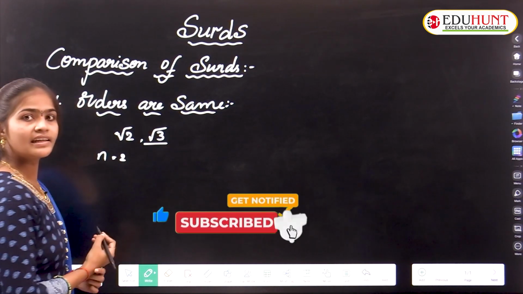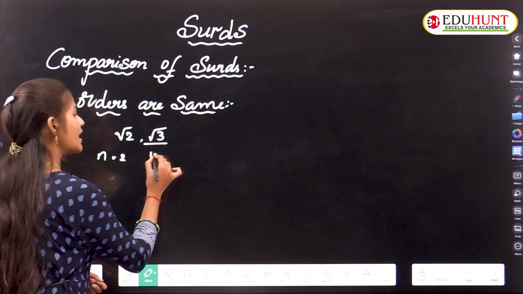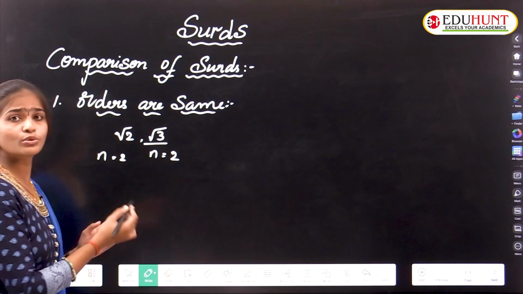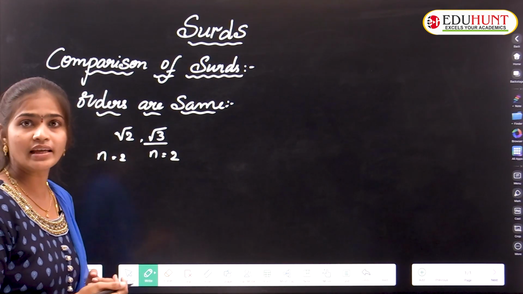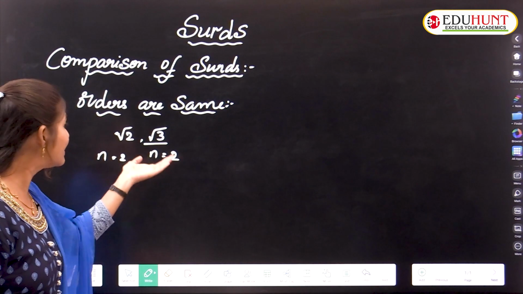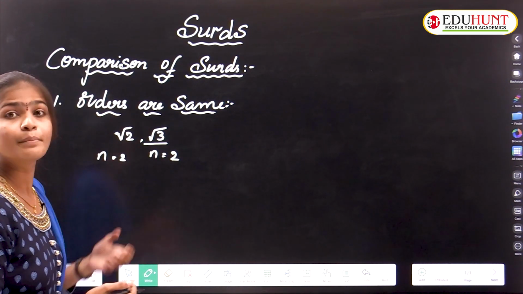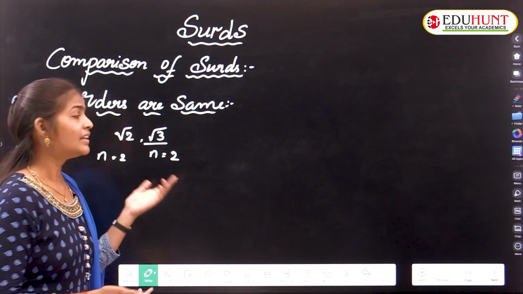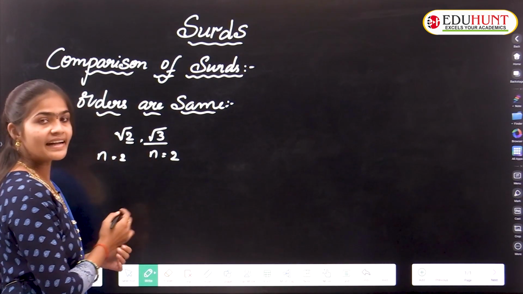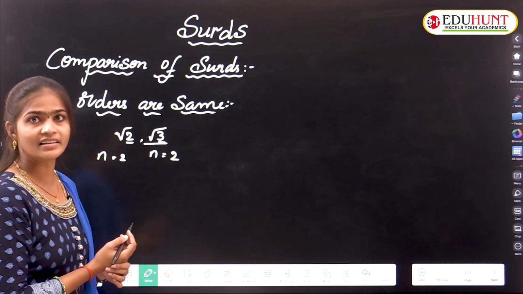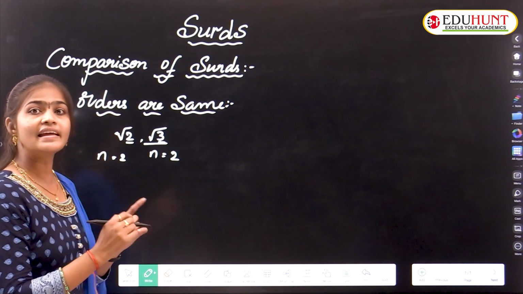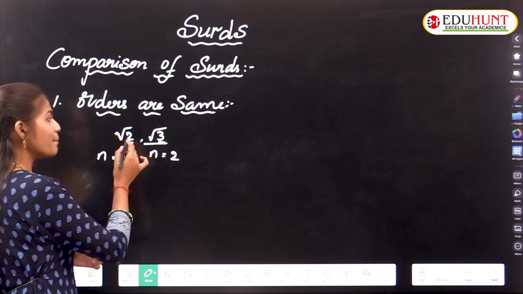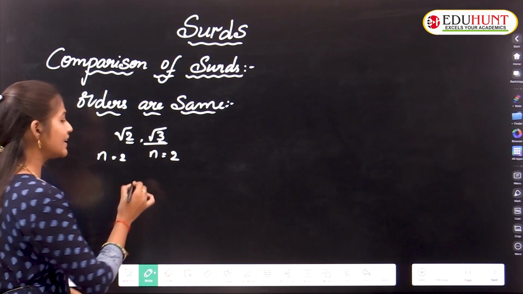And come to this one. Here also n is equal to 2. So these two surds have the same order, right? Then we can compare these two surds very easily based on their radicands. Here 2 is the radicand and here 3 is the radicand. So if their orders are the same, the comparison is based on their radicands.